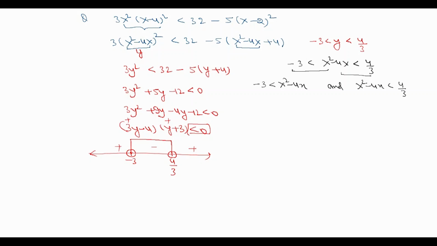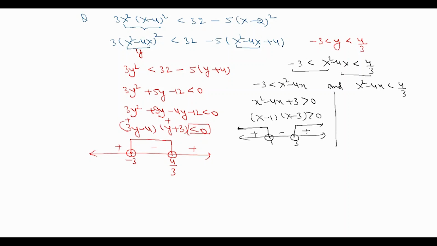So now I'll take it on the right hand side. So if I'll take it on the right hand side, I'll get x square minus 4x plus 3 should be greater than 0. So this is x minus 1, x minus 3 should be greater than 0. So here I'll get 1 and then 3. So this is plus, minus and plus. I need what? I need plus. So either x is less than 1 or x is greater than 3.